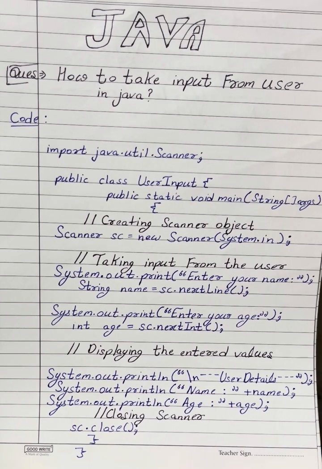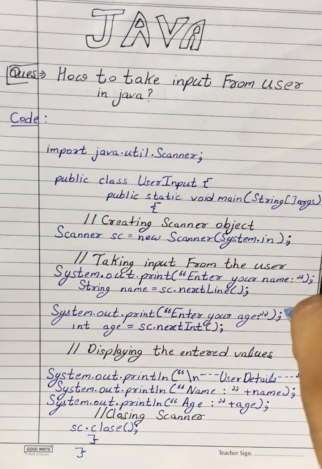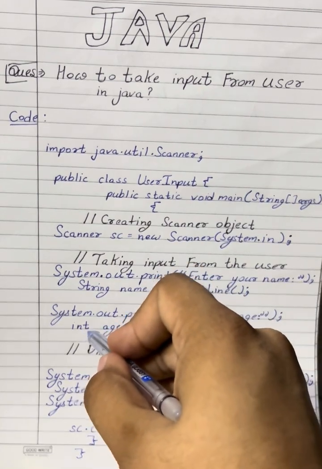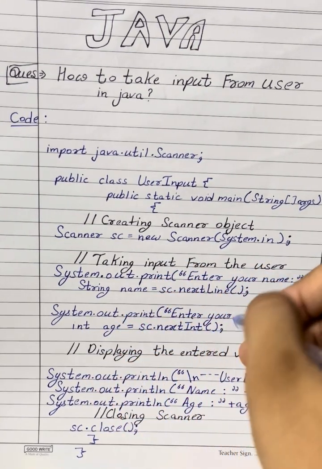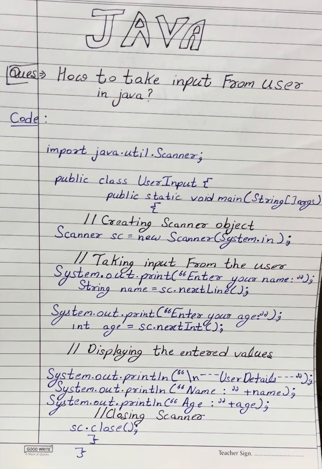Then again we will display a message, "Enter your age". Then we will write the code int age = sc.nextInt() method. It reads the integer values, that we already discussed in a previous video.